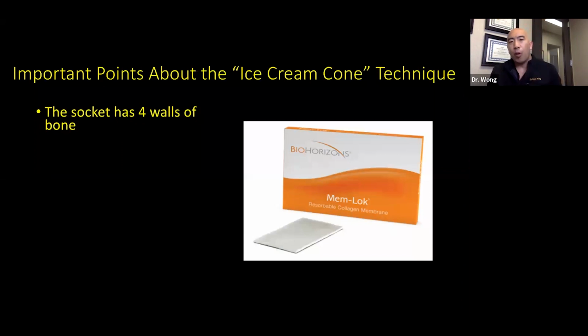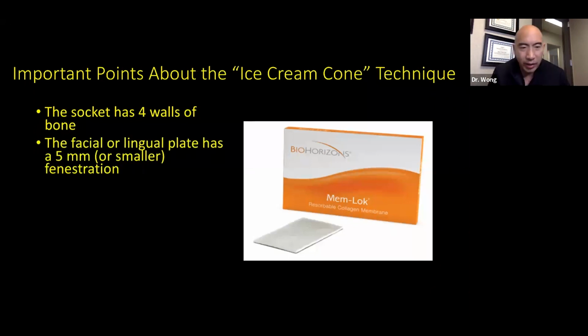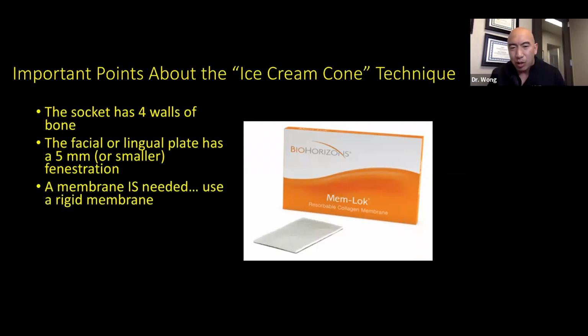So important points about this ice cream cone technique is that the socket also has 4 walls of bone. You have a facial or a lingual plate fenestration. Sometimes you have both, but usually it's one or the other. But that fenestration should be about 5 millimeters in diameter or smaller. A membrane is absolutely needed, because otherwise you're going to get soft tissue invagination from the outside of the socket wall into your socket graft. Primary closure, thank goodness, is not needed. All you have to do is a figure 8 suture with your chromic gut, and you're good.